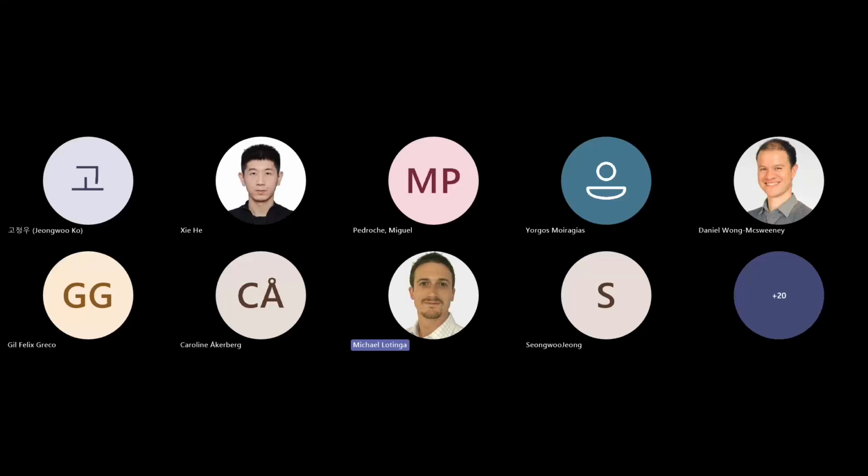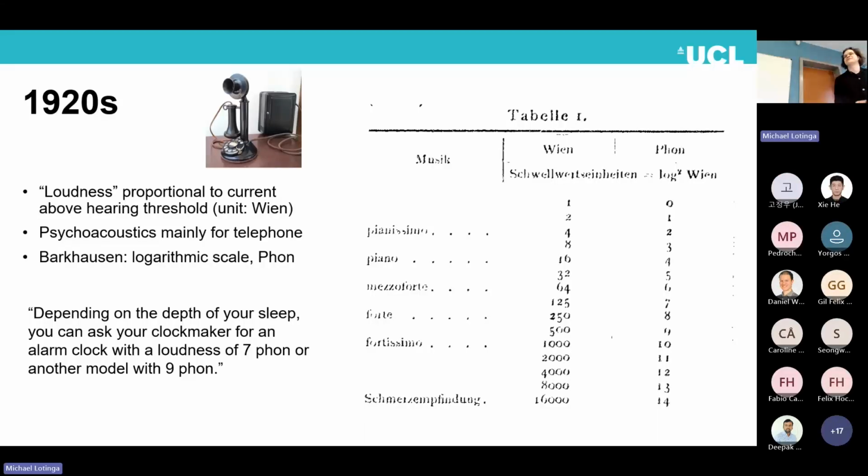It's 7th phone or 9th phone according to a scale. Something very useful. There was not too much science in that article, but I think the right idea to have a loudness scale that users do understand.